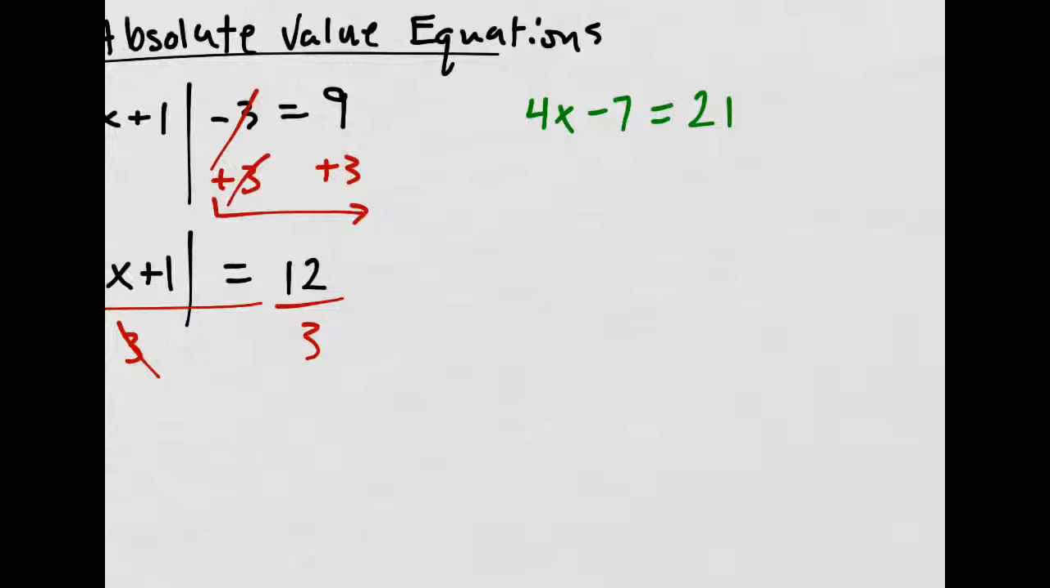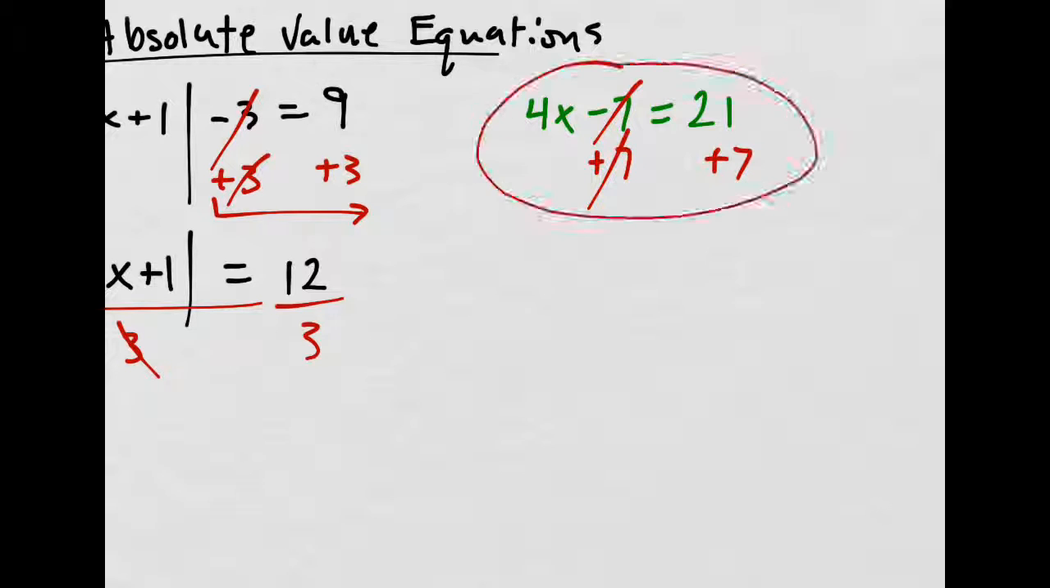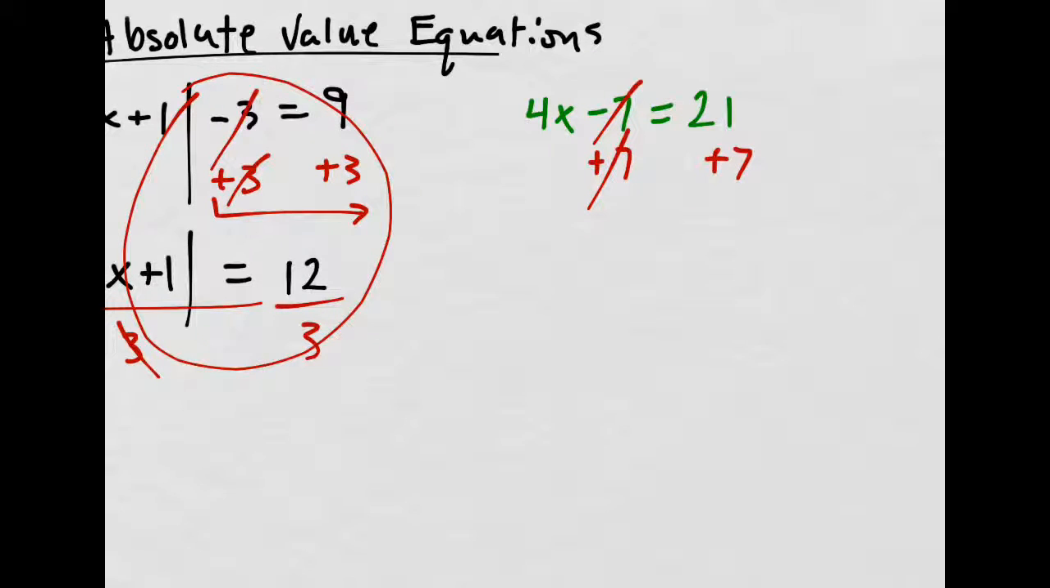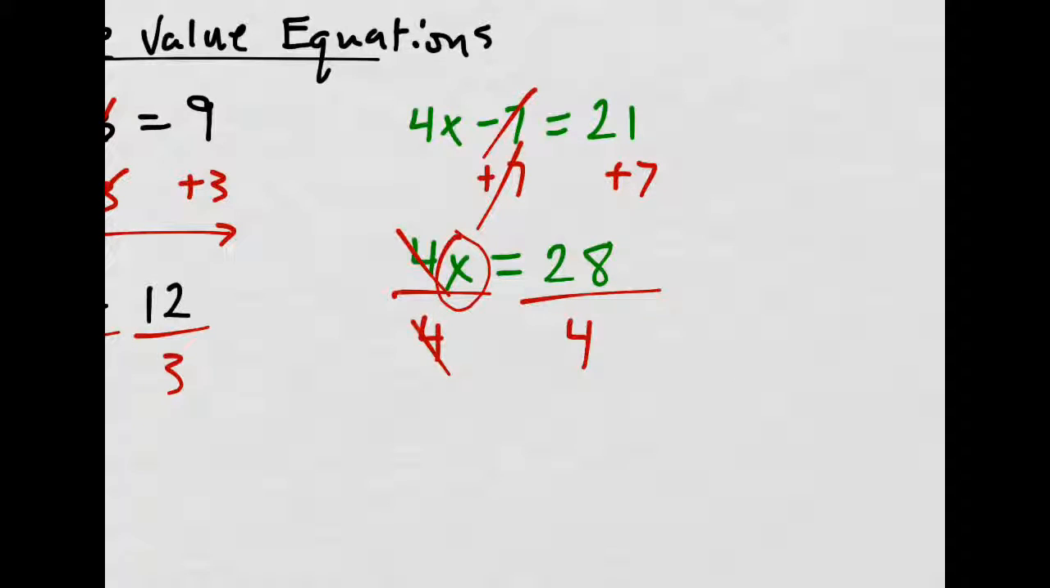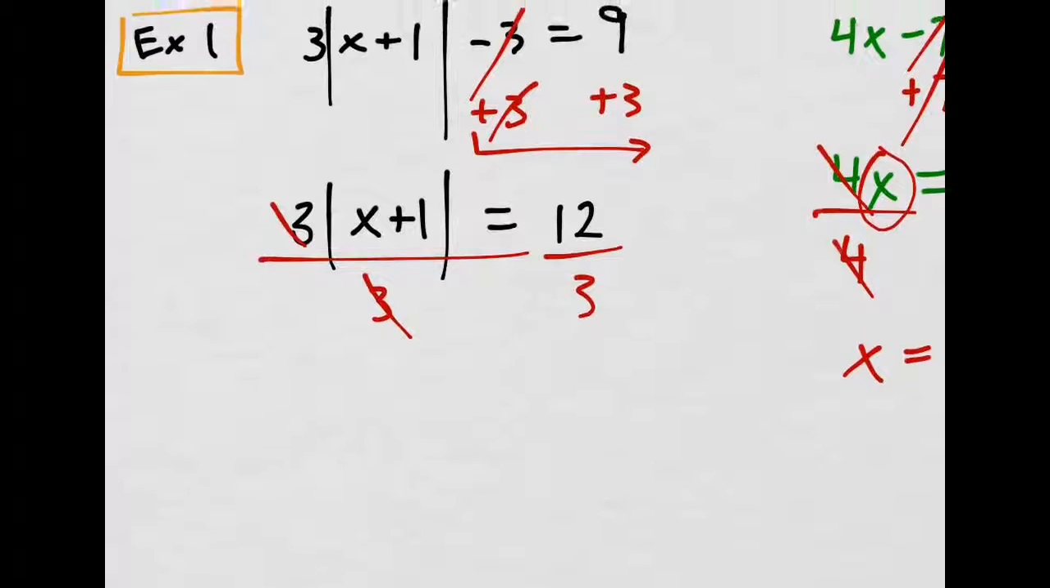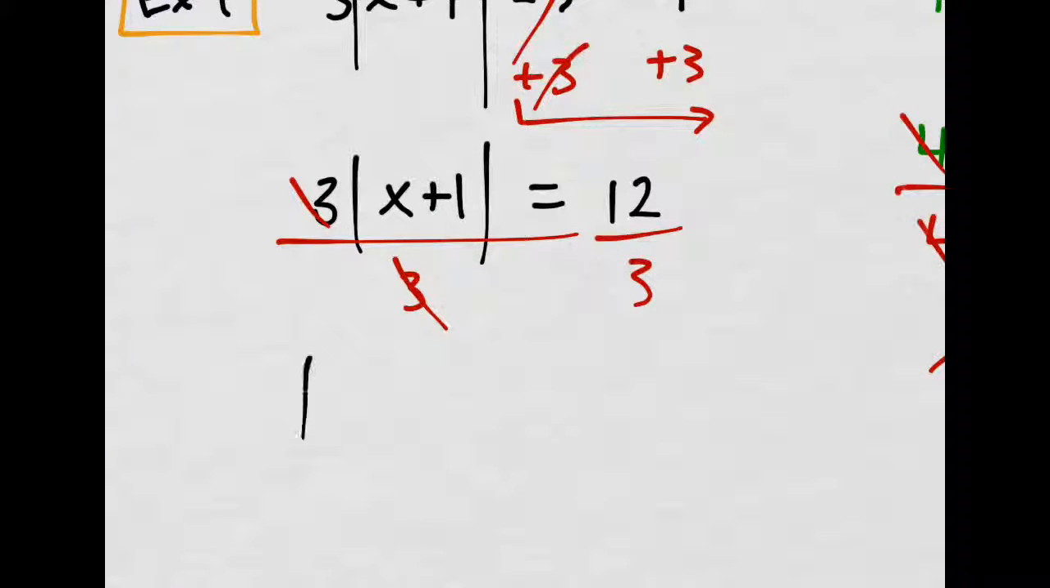Just like if I were to do this, plus 7, that cancels. This is an example to show you why you do it this way. I just made this part up. This really has nothing to do with our equation. So 4x equals 28. And then now I would divide by 4. That gets x by itself. So x equals positive 7. Well, here we divide by 3, and we get the absolute value of x plus 1 equals 4.